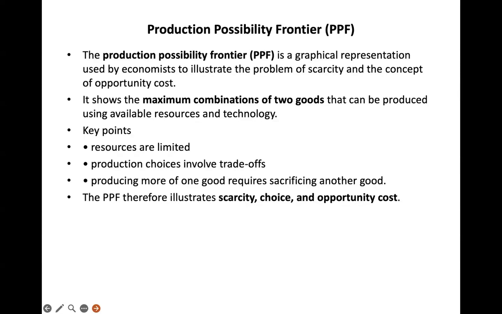The production possibility curve shows the combination of two goods that can be produced when resources are limited. It is a graphical representation used by economists to illustrate the problem of scarcity and the concept of opportunity cost. It shows the maximum combination of two goods that can be produced using available resources and technology. Because resources are scarce, producing more of one good requires sacrificing some of another good. So the PPF illustrates the trade-off, scarcity, choice, and opportunity cost.